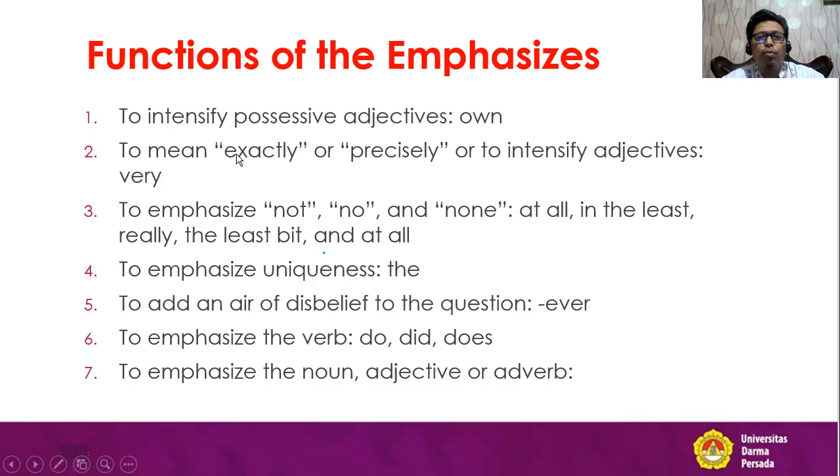The first emphasis is to intensify possessive adjectives. So the keyword is possessive adjectives. We want to stress, we want to intensify any information about possessive adjectives, and then we use own. Number two, to mean exactly or precisely, in order to show the meaning of exactly or precisely, we use the word very. Or in other words, the function of the second category is to intensify adjectives.